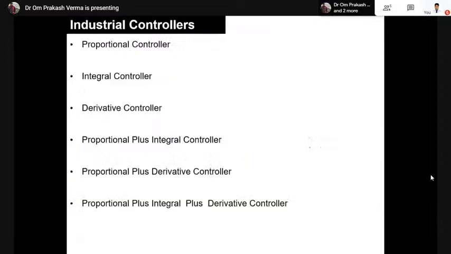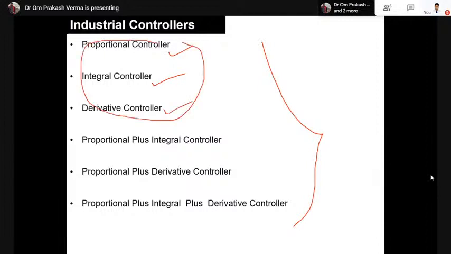There are different types of controllers used in the industry. The basic, conventional controllers are: the first one is the proportional controller, the second the integral controller, the third the derivative controller, and then there is one more, the on-off controller. Then there are the hybrid or combination controllers: first the PI controller, second the PD controller, and then the PID controller.